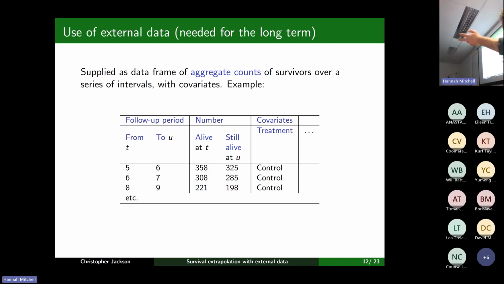So in this example, you've got 3 external data sources on 3 years of time. They don't have to be years. They could be overlapping or any length of time. So in this first one, we've got 358 people who are alive at 5 years, and out of those people alive, how many are still alive 1 year later? And you can have covariates describing each data source, and that will allow you to relate different data sources to each other and describe them by any variations in treatments or individual characteristics.